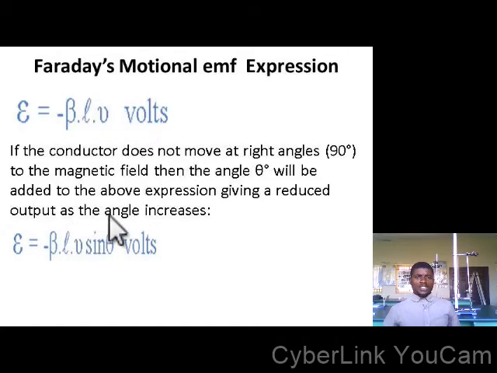What we are saying here is, if the conductor does not move at right angle, that is 90 degrees, to the magnetic field, then the angle will be added to the above, and then you will have this. Note that sine 90 is 1. And so if it moves at 90 degrees, sine 90 is 1. So 1 multiplied by this, you have all this. But if it does not move at 90 degrees, then you have this.